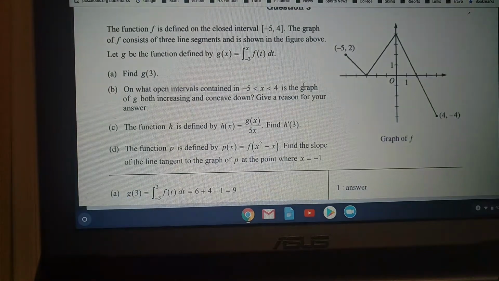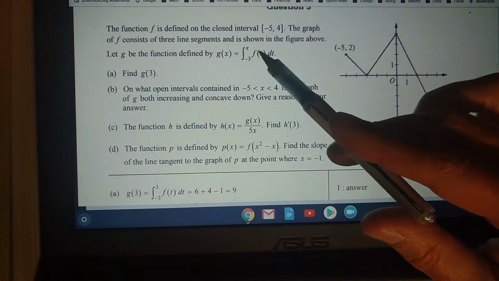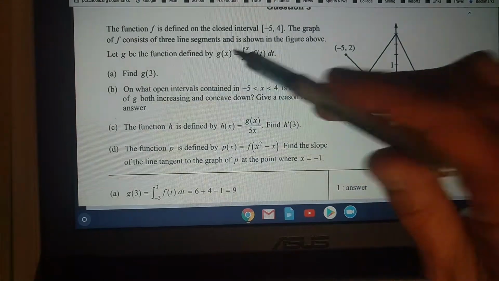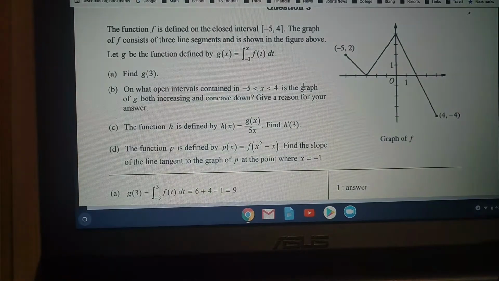Okay, question 3. Now this one is a little bit different because we don't have a graph of a derivative, we have a graph of f, but we're going to do the same thing that we normally do with it, because they're going to talk about a function g that is the integral of this function. So a lot of times they give us a graph of f prime and then they ask us about f. In this case, they define g to be the integral here, so we'll look at this.